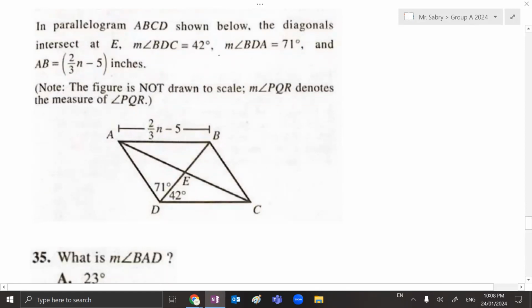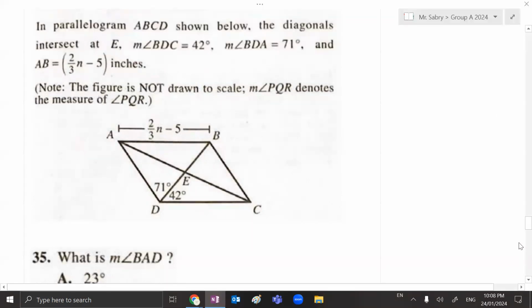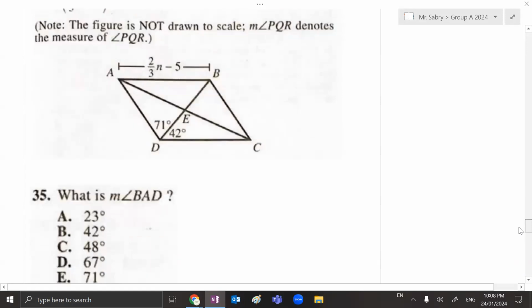All the information that is stated up here is already drawn on the figure itself, so there's no need to go into the details of it. First of all, the first question is asking for the measure of BAD, so we're talking about this whole angle.